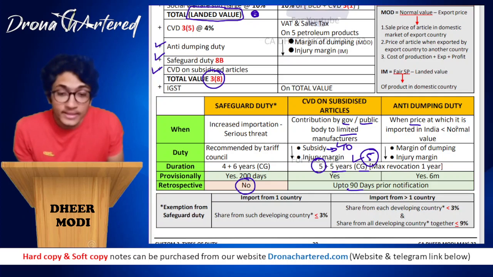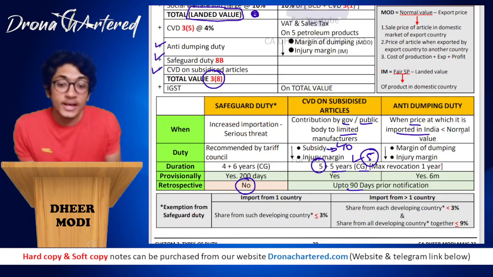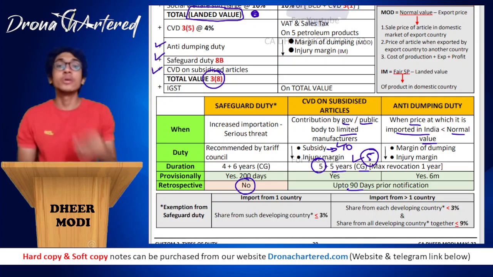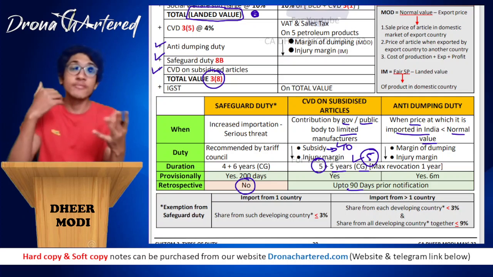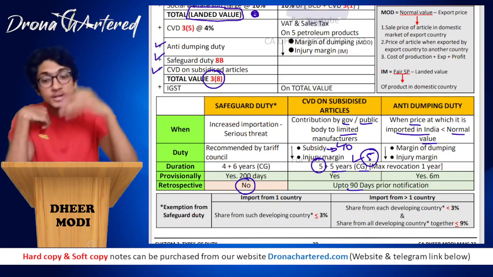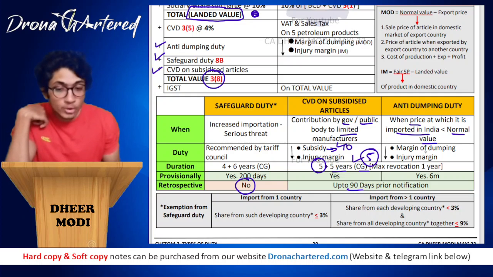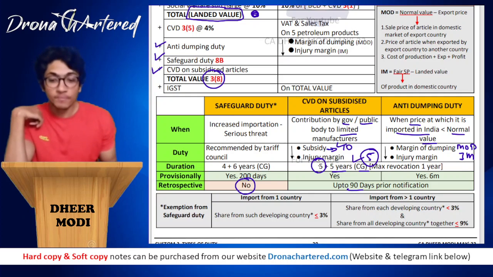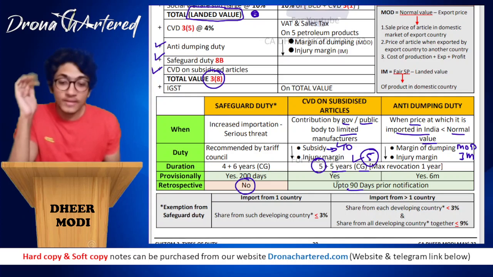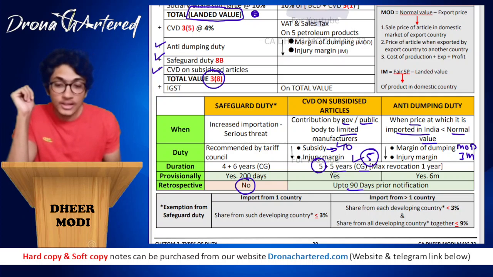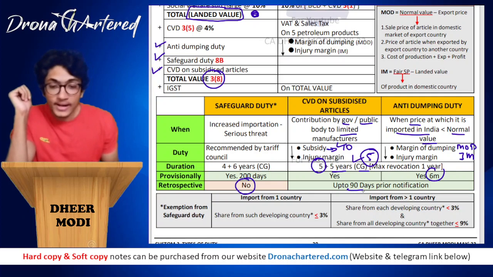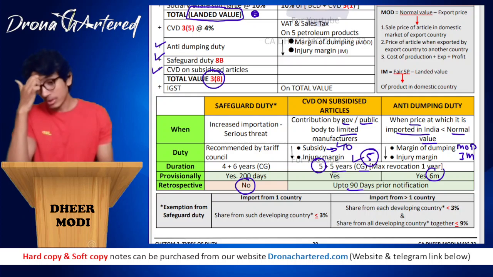So when the price at which it is imported in India is less than the normal value, we will call it that another country is dumping goods in our country. Your duty, as we studied already, will be the lower of margin of dumping, your MOD, or your injury margin, whichever is lower. Over here also it is the same, 5 plus 5 years, provisionally yes for 6 months and up to 90 days prior to notification.